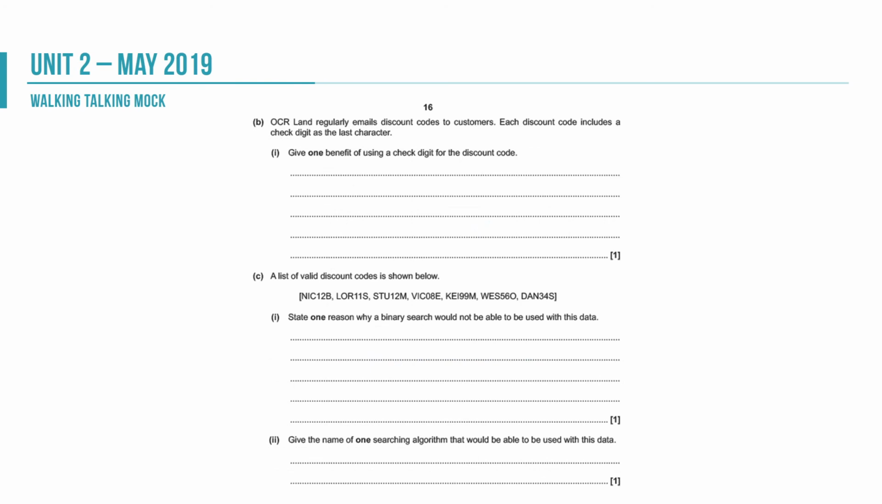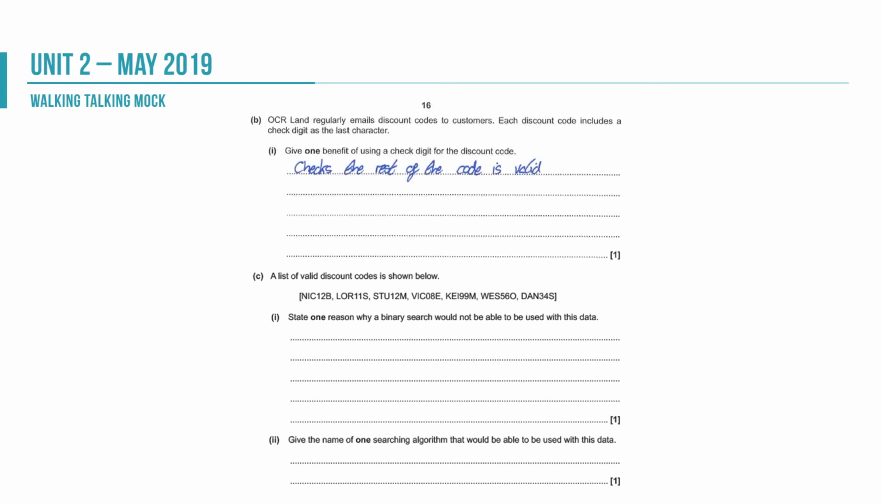OCR Land then uses discount codes for customers. Each discount code includes a check digit as the last character. So remember, a check digit is a character which attempts to check that the previous characters have all scanned correctly if we're using something like a barcode. So it's only asking for 1 mark. It should be nice and simple. It's all about checking that the rest of the code is valid using a check digit. Those are really important in supermarkets where we don't want a cream egg to scan through as a TV just because the wrapper was slightly crumpled up where it was wrapped around an oddly shaped object.